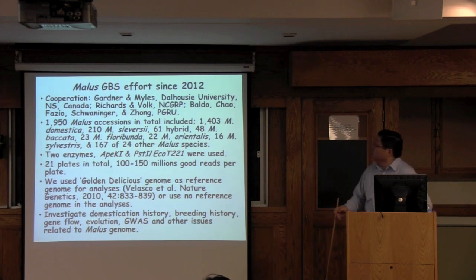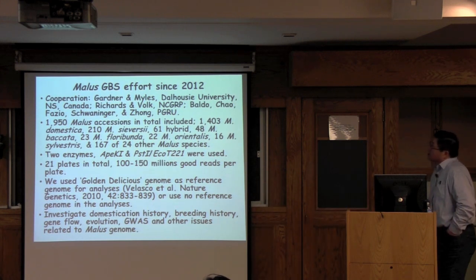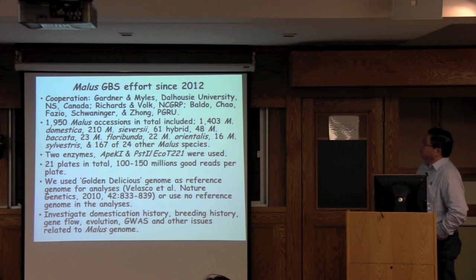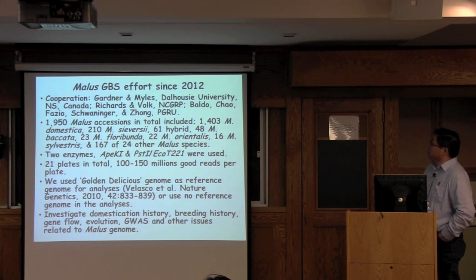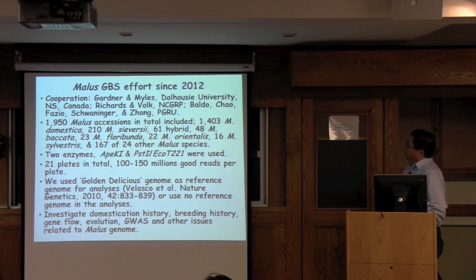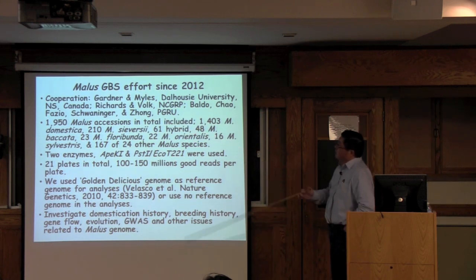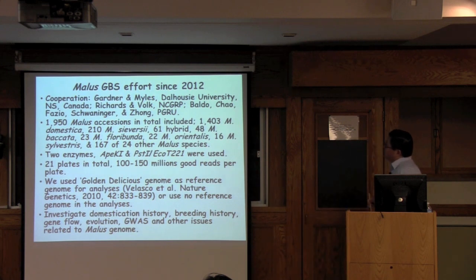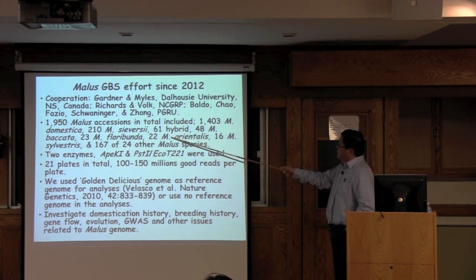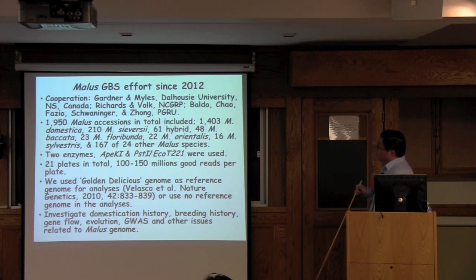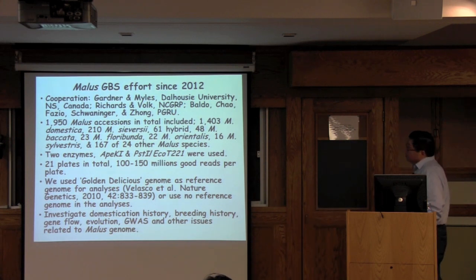Since last year, we also initiated the Malus genotyping-by-sequencing effort for our Malus collection. In this study, we're including over 1,950 accessions from our collection. That includes over 1,400 Malus domestica and a lot of different wild Malus species. We use 2 enzymes for restriction.